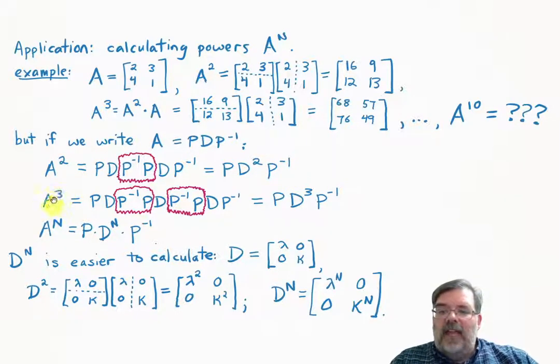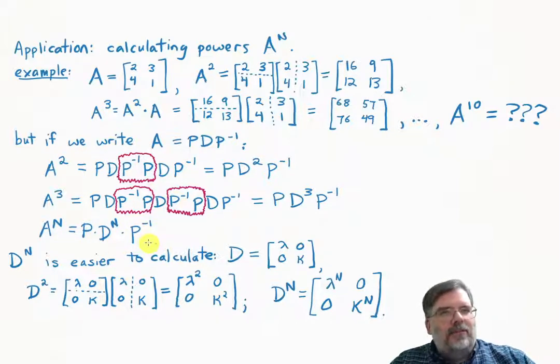For example, to calculate A cubed, that would be P times D times P inverse for the first A, times P times D times P inverse for the second A, times P times D times P inverse for the third A. This time we've got two pairs of matrices, P inverse times P. Both of these, outlined in red, will cancel. We'll be left with P times D cubed times P inverse. This same pattern will hold. Hopefully these examples have convinced you that in general, matrix A to the power n can be written as P times D to the n times P inverse.